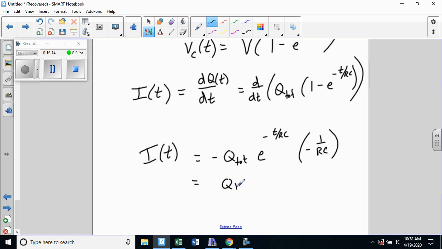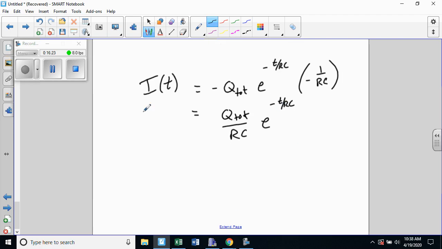So I get Q total, let me bring out the RC, so Q total over RC, e to the minus t over RC. First thing you should notice, this is an exponential decay. Does it make sense that the current is heading towards 0? The capacitor is shutting down the system. And that makes sense. That's what we expected from the extreme cases.